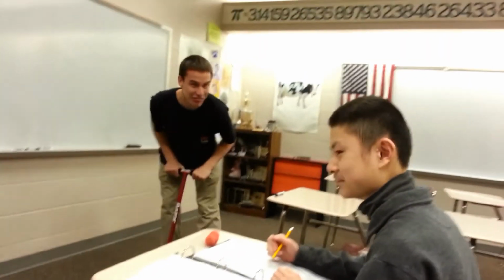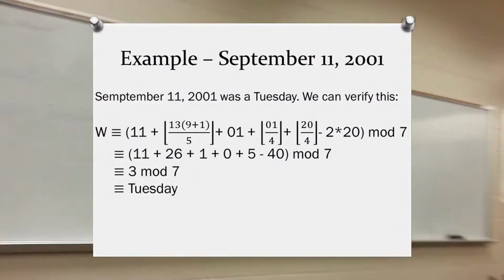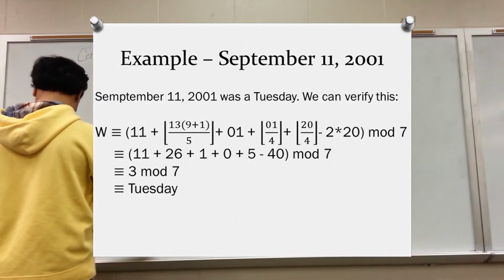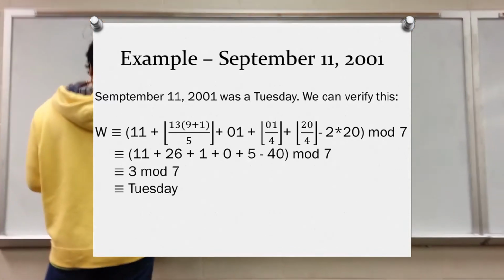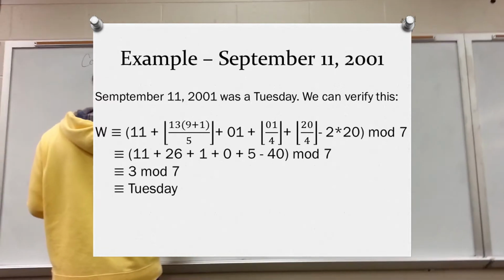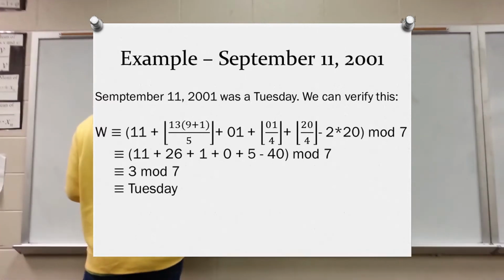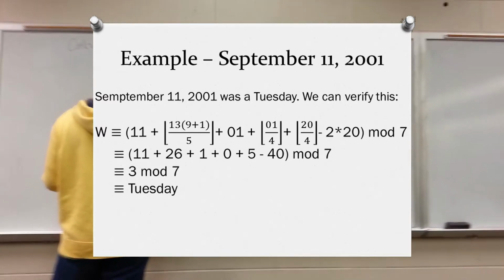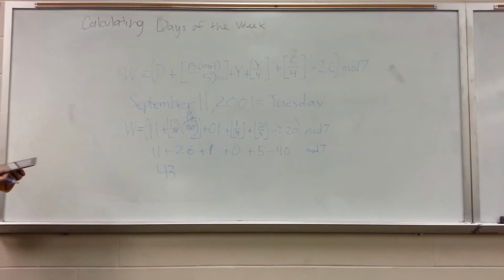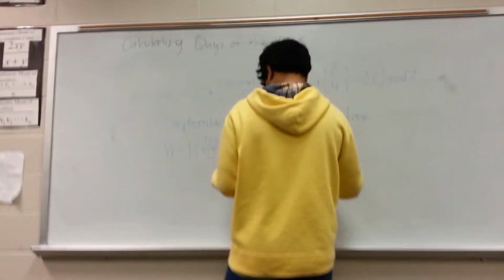We can verify this. W equals 11 plus ⌊13(9+1)/5⌋ plus 1 plus ⌊1/4⌋ plus ⌊20/4⌋ minus 2 times 20, all mod 7, which after simplification equals 3 mod 7, which is a Tuesday.